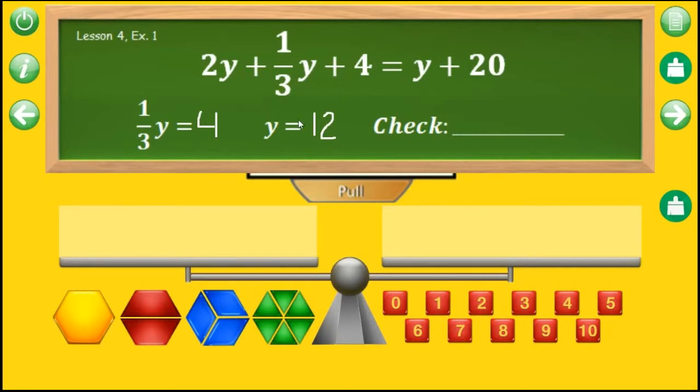If y is 12, what's twice y? 24. What's 1/3 of y? 4. So 24 and 4 is? 28. And 4? 32. Okay, so the left side of the equation is 32. How about the right side? What is the right side? 32. Also 32.